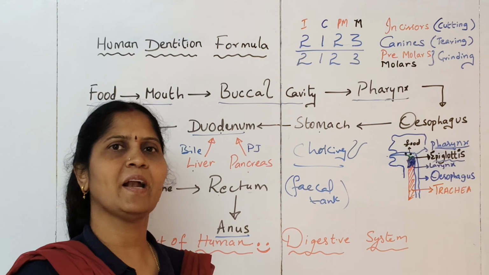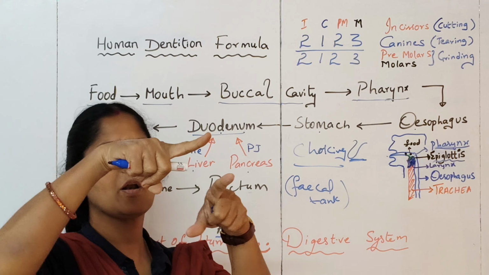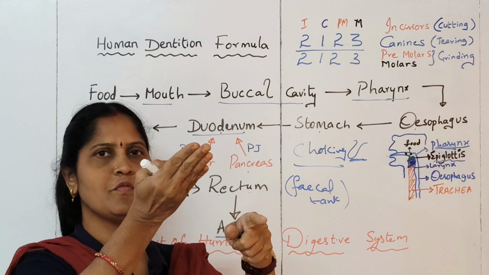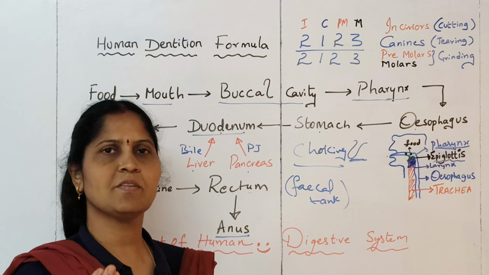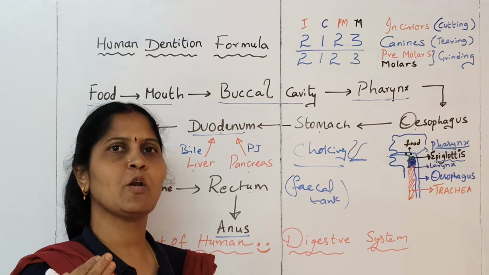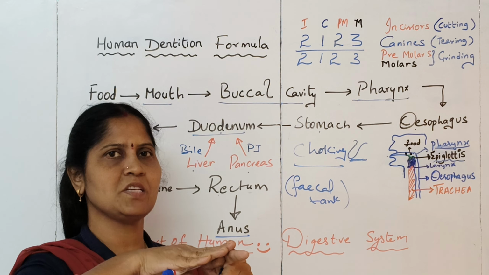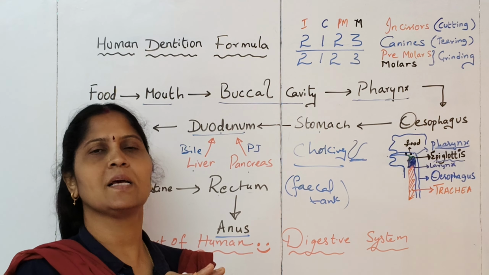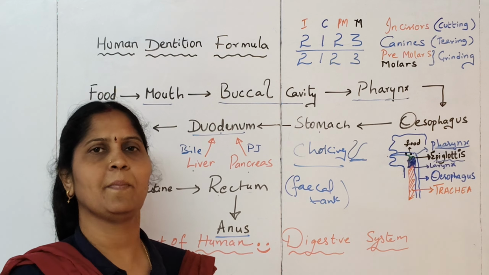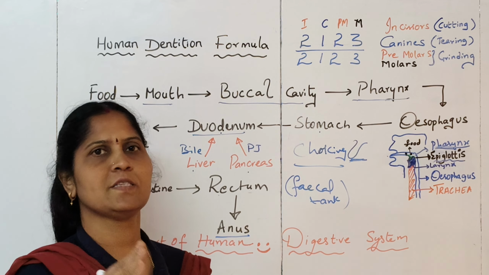To prevent that, the epiglottis, a flap-like structure, will close the trachea so that food will pass safely into the esophagus. That is the function of the epiglottis. It closes the larynx region, which is in front of the pharynx, so that the food particles will not enter the windpipe. Otherwise, it will cause a choking problem. To avoid that, the epiglottis helps.